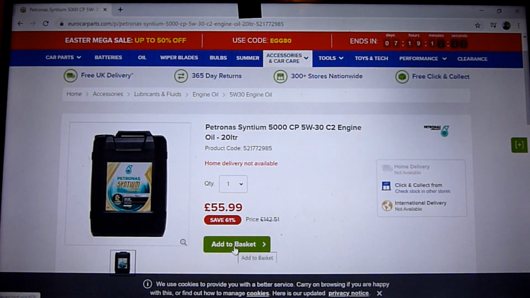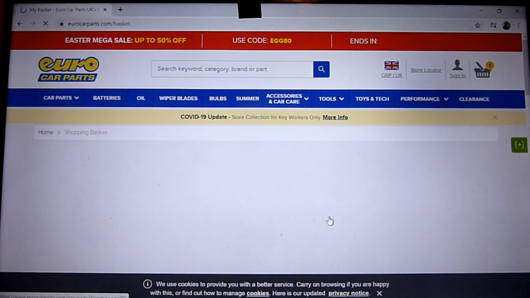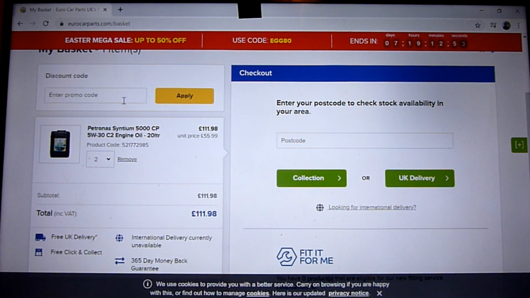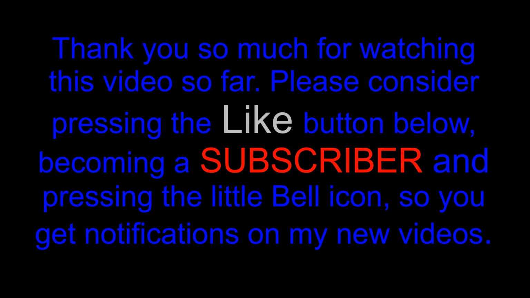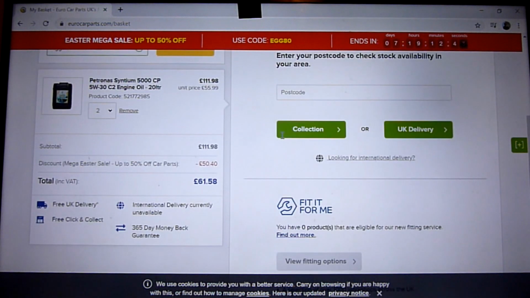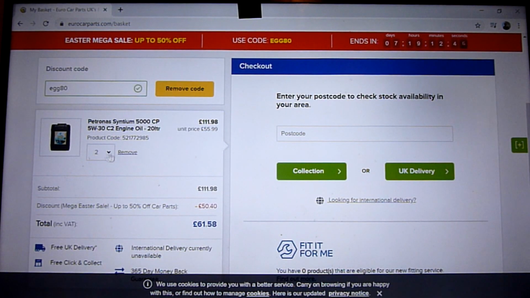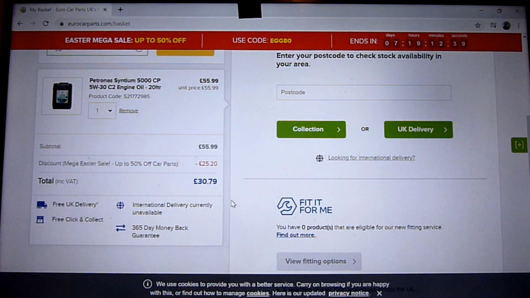So if I was to add to basket, view basket, so was it egg 80, wasn't it? Egg 80. Oh, okay, egg 80. No, I don't want two, I want one. So it's only £30.79. Wow. So 20 litres.